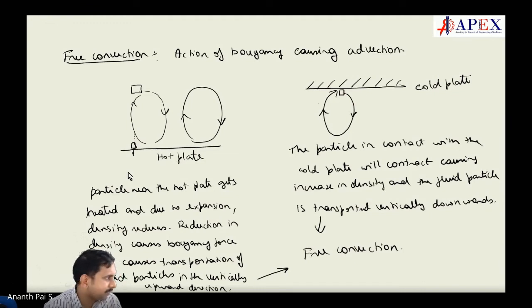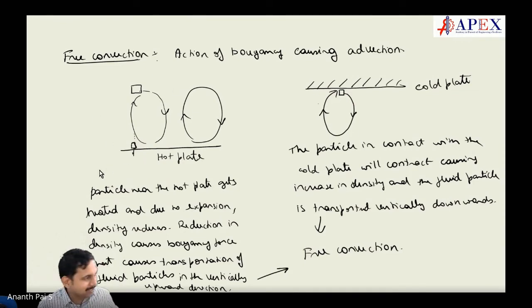This is free convection, and this free convection can happen on a vertical plate also. When there is a vertical plate in free convection, there is a boundary layer: velocity boundary layer and thermal boundary layer, both will be there. Here there is no boundary layer. There is a circulation layer.